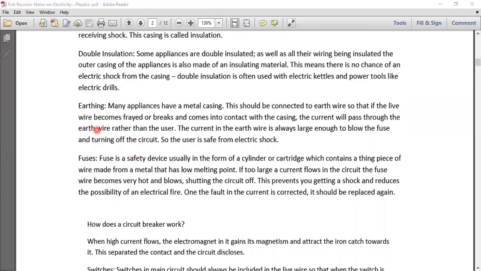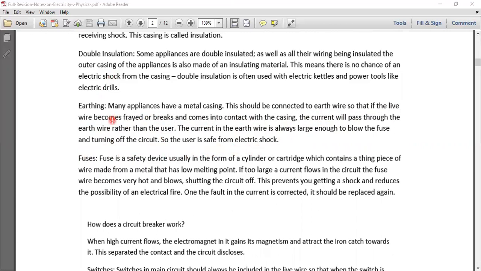And what is earthing? Many appliances have a metal casing. The appliances that use metal casing should be connected to the earth wire, so that if the live wire becomes frayed or breaks and comes in contact with the casing, the current will pass through the earth wire rather than the user. The current in the wire is always large enough to blow the fuse and turn off the circuit, so that the user is safe from electric shock.